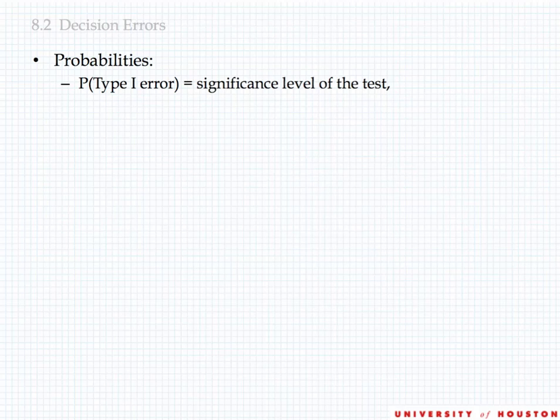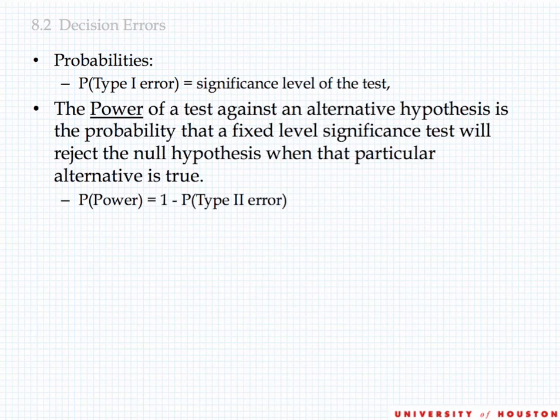Now the probabilities of type 1 and type 2 errors can be calculated the following way. The probability of the type 1 error is the significance of the test, or alpha. If we're not given alpha, we can still calculate the probability of a type 1 error, but we need to remember some of our probability rules. The power of a test against an alternative hypothesis is the probability that a fixed level of significance will reject the null hypothesis when that particular alternative is true. The power is the complement of the probability of the type 2 error.